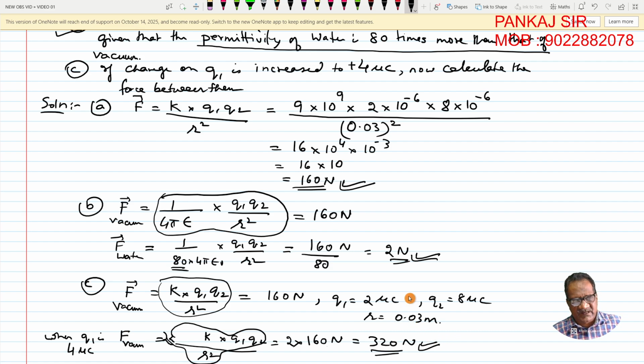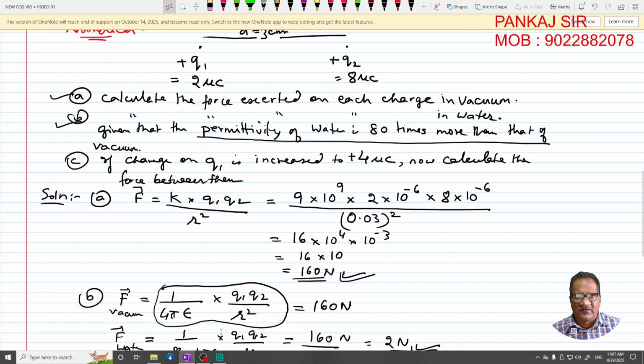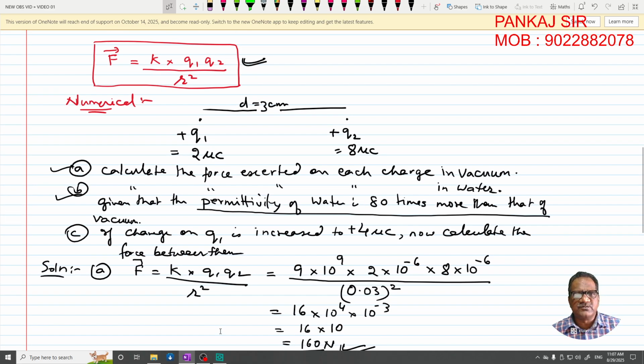This was the numerical which was based on nothing but the electrostatic force, either repulsion or attraction, between charges. Okay, that's all for today.